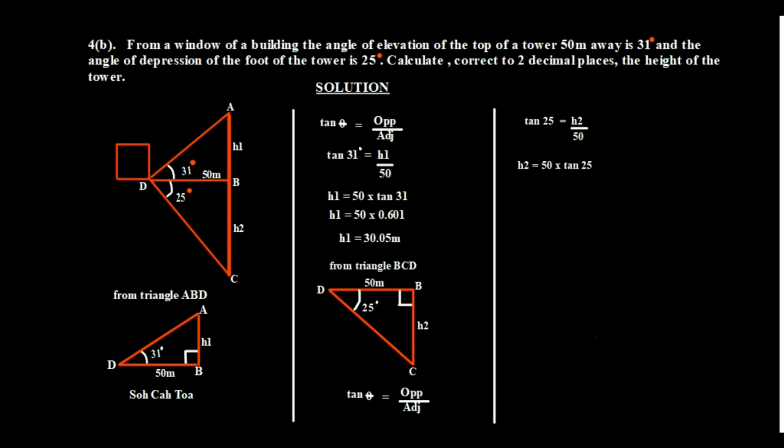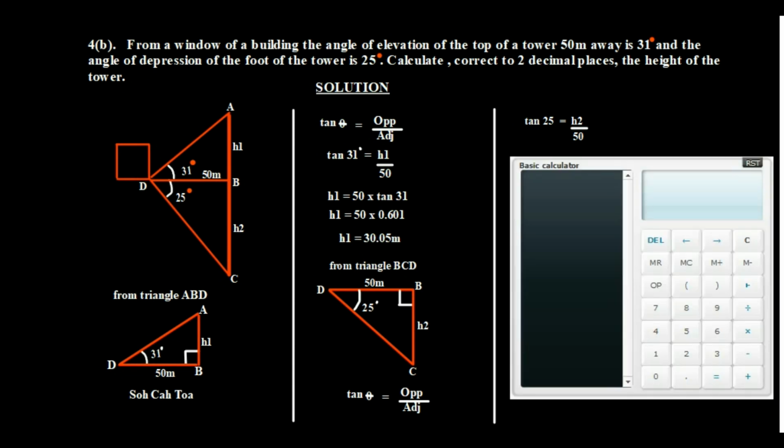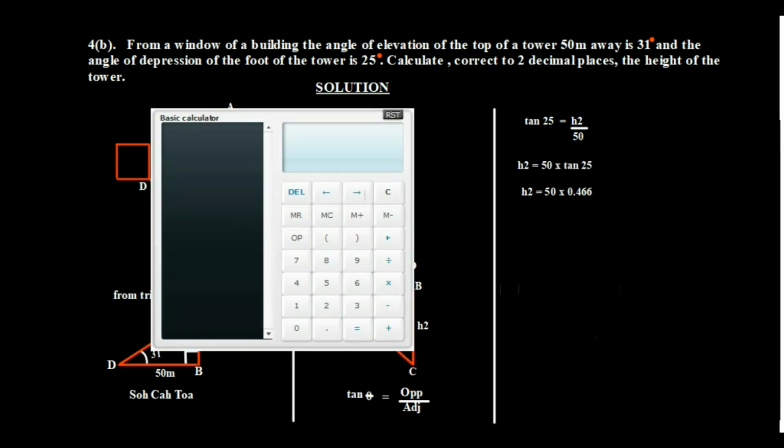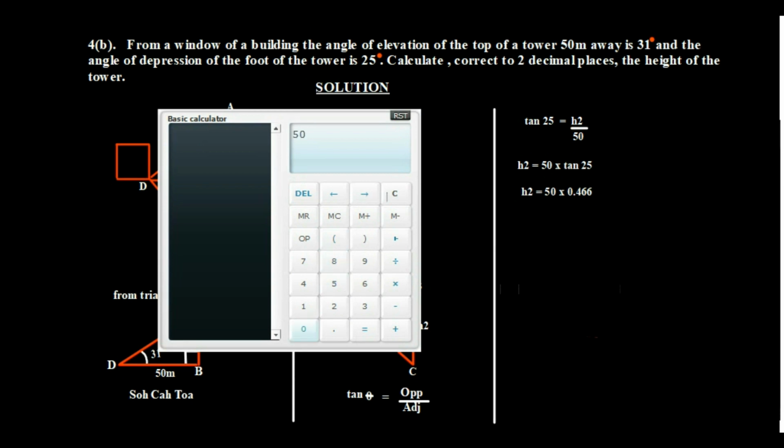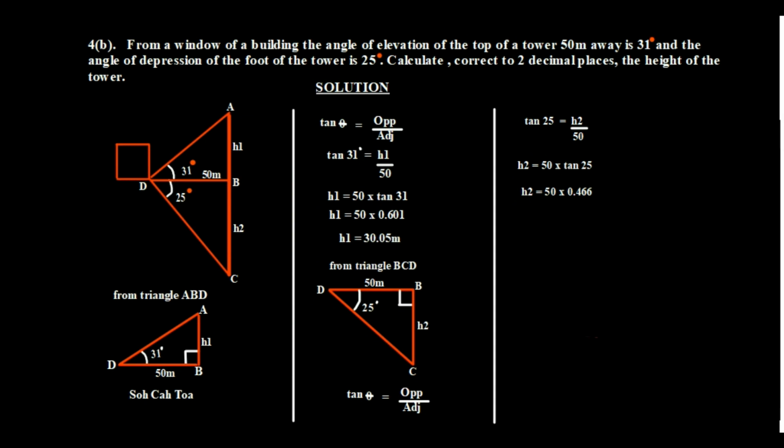When you punch tan 25 on your calculator, it's going to give you 0.466, or rather you can check this on your mathematical table. So what we're going to have next is H2 equal to 50 multiplied by 0.466. We can quickly punch that on our calculator, and what are we going to have, which is 23.3. So therefore our H2 will be 23.3 meters.